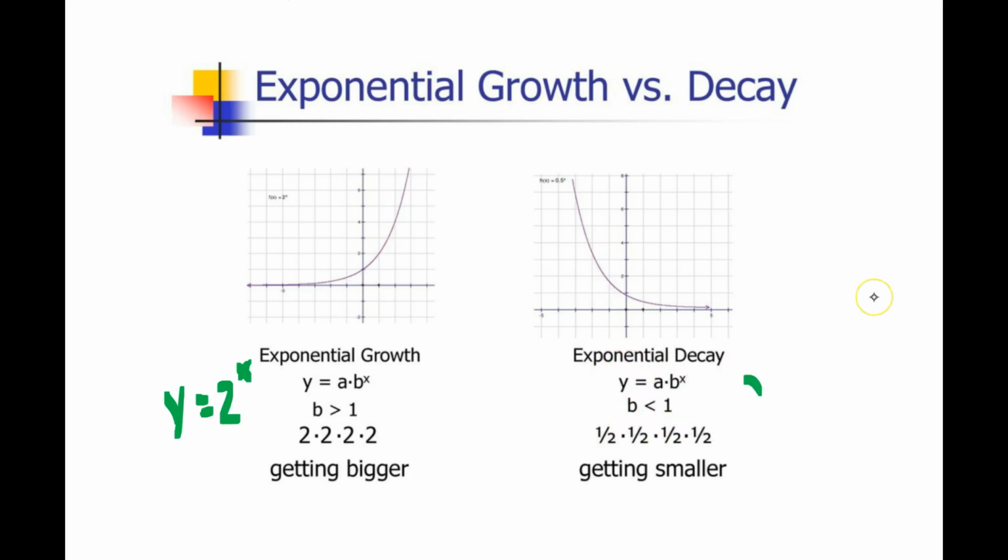Because if I have y is equal to 1/2 to the x, what happens here is that 1/2 to the first power is 1/2, but 1/2 squared is 1/4. This number is getting small, and this number is getting small real quick. So when you get to like 4 over here, we're at 16.